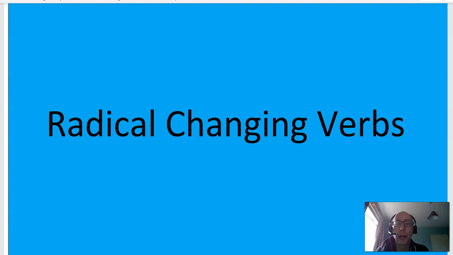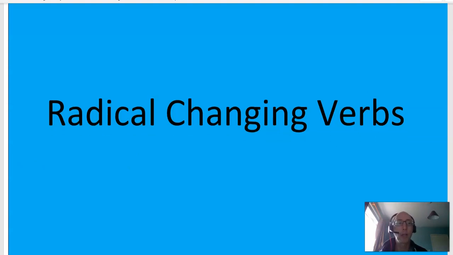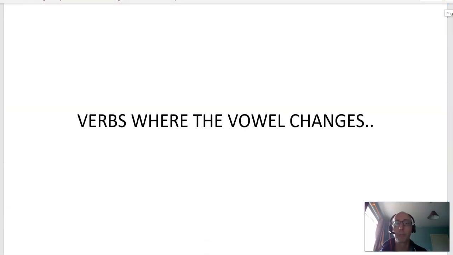Today we're going to be looking at what we call radical changing verbs. They're also called stem changing verbs in Spanish. And that sounds like a complicated concept. It's not really that complicated. And they're very common verbs in Spanish. And let's just have a look at some examples.